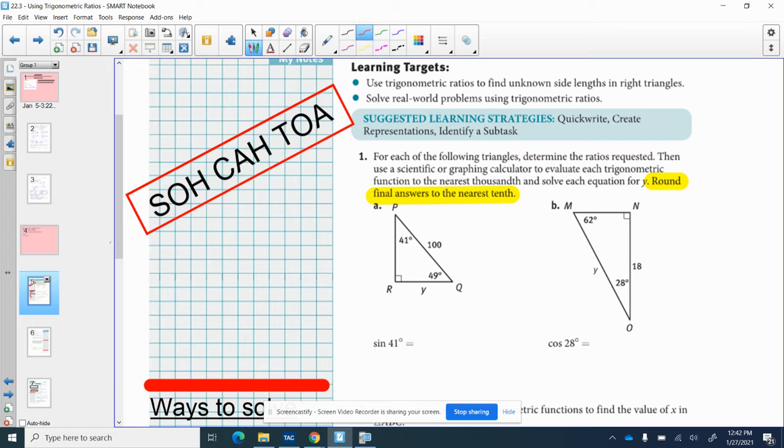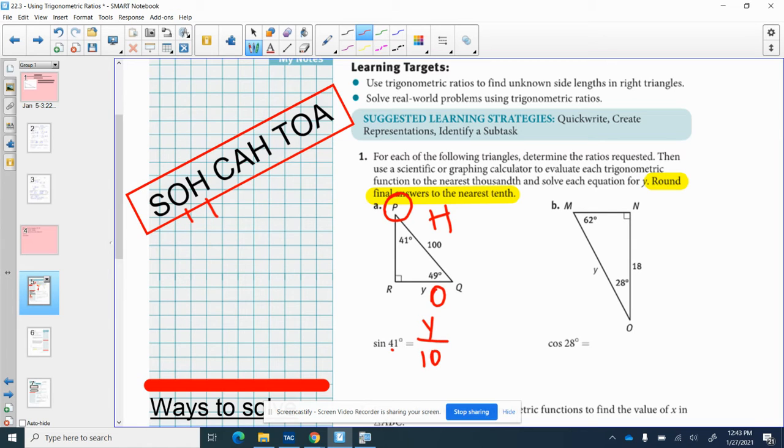So for instance, in our very first example, we are given the hypotenuse and we are given two different angles. In this case, they're talking about the 41-degree angle, angle P. So we're going to use that as our reference angle. And we're looking for the opposite side of angle P here. So we would use sine because we have opposite and hypotenuse, right? The opposite side is what we're looking for.